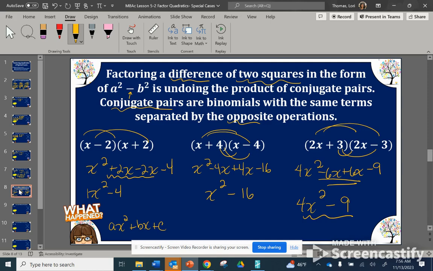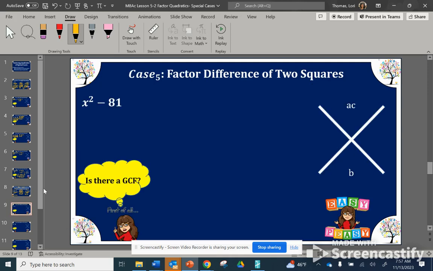So if we can recognize the difference of two squares, then we're going to be able to use our shortcut of factoring. So remember, when we have the difference of two squares, this is what the two factors are going to look like. They're going to look the same with opposite operations. And these are called conjugate pairs. So now there is no such thing as a quick formula for factoring the sum of two squares. It has to be the difference.